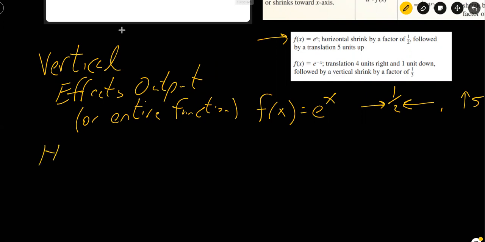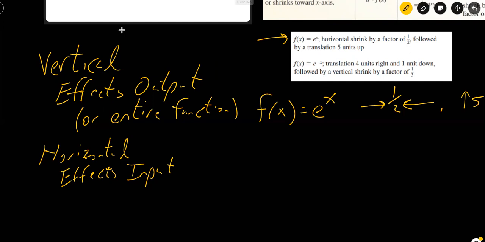And then everything horizontal is what affects the input. And that's our x value. Now just remember though, there's a little bit of a caveat with the horizontals. Everything with the horizontals is actually inverted. So we're taking the inverse.